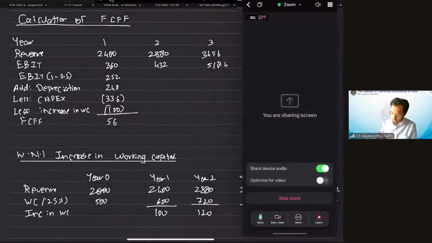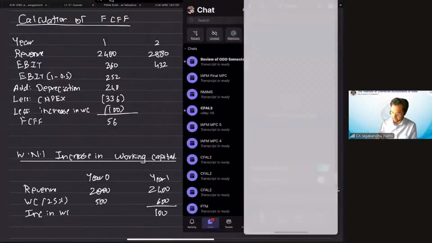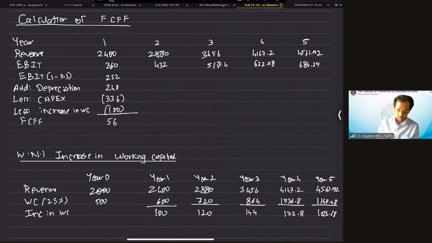So EBIT into 1 minus T, the post-tax EBIT, is basically 252, 302.4, 362.88, 435.46, and 479.